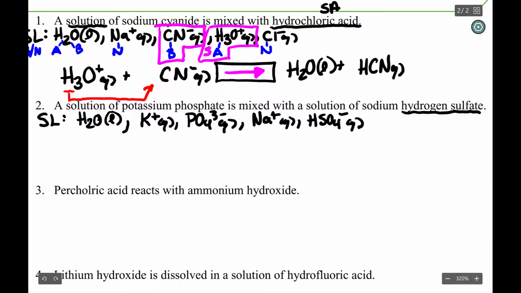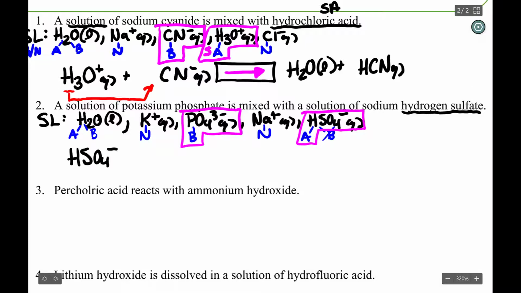So let's label this. We have water, which can be both acid or base. Sodium is neutral. We have a base with phosphate, and HSO4- could be an acid, or it could be, well, no, it can't really act as a base because it's the conjugate of a strong acid. So theoretically, you can say it's a base, but it would never act as a base because HSO4- is the conjugate of a strong acid. So I'm not even going to look at my table at this point. Other than water, I only have one available base, phosphate, and I only have one available acid, hydrogen sulfate. So what I need to do is react those two.